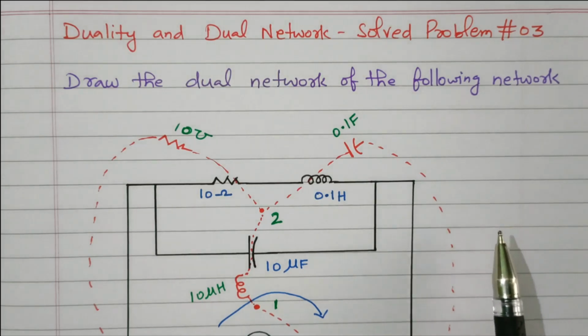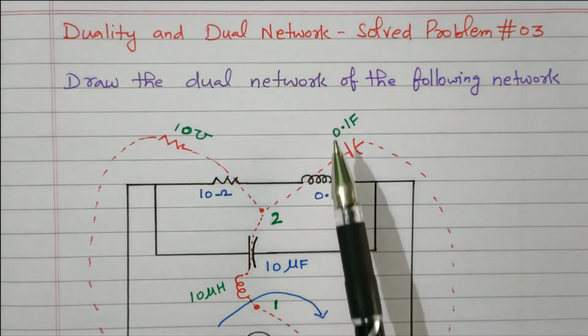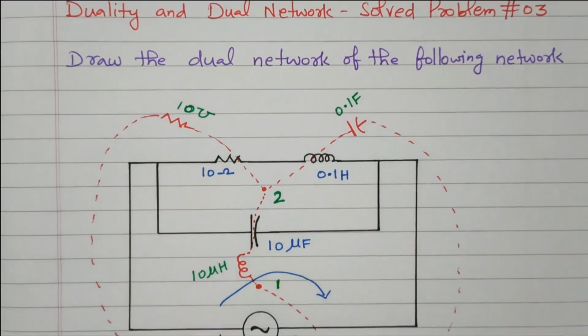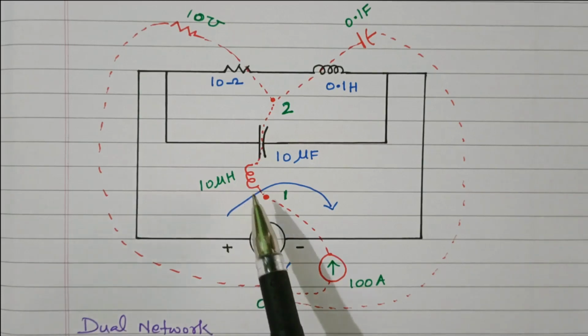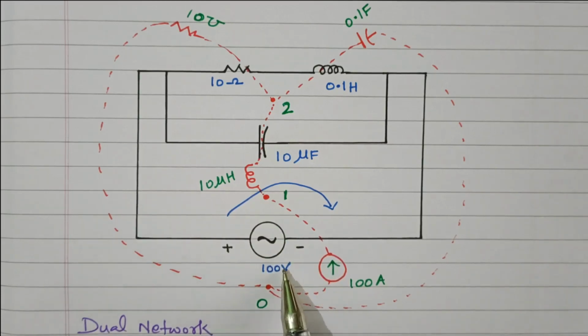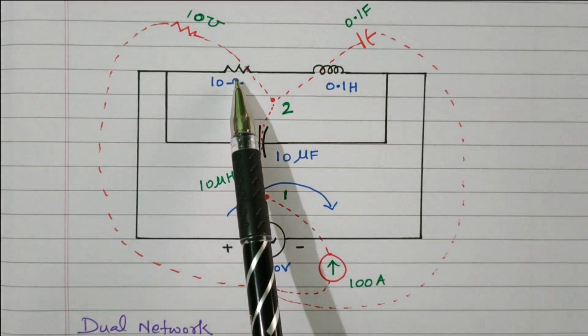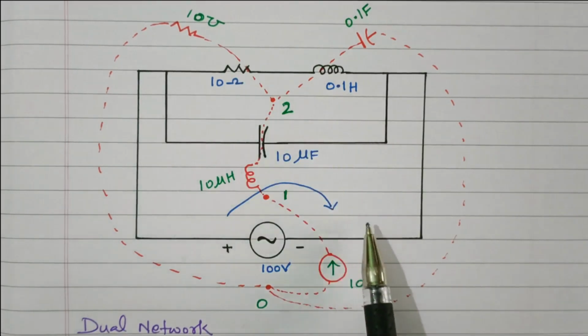Now we'll go to the topic. We need to draw the dual network for the network shown below. So this is the network given. Here a 100 voltage source is available. Capacitor, resistor and inductors are connected together. We need to draw the dual network for this given network.